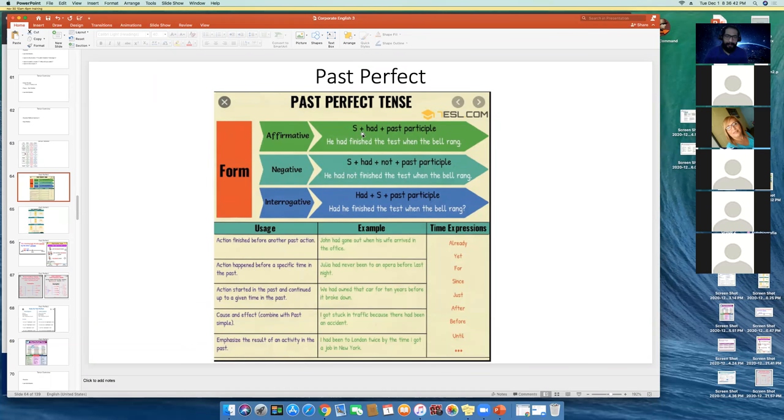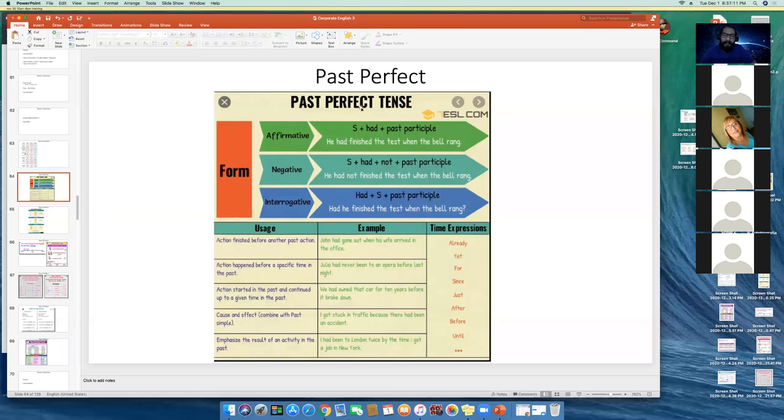Y aquí está la palabrita, miren. He had finished the test when the bell rang. So we're talking about the past. The bell, la campanita, en la universidad no hay campanita, ¿verdad? Nunca vi una campana, en la escuela, en general. Sonó la campana, pero él ya había terminado su examen. He had finished the test when the bell rang.